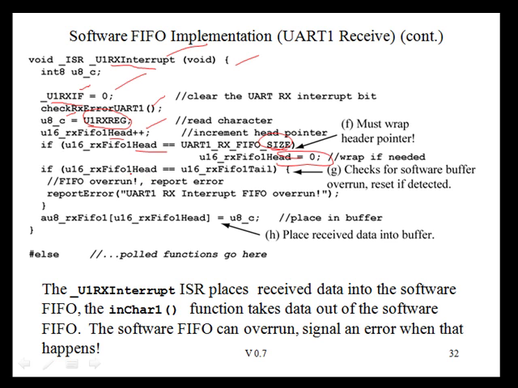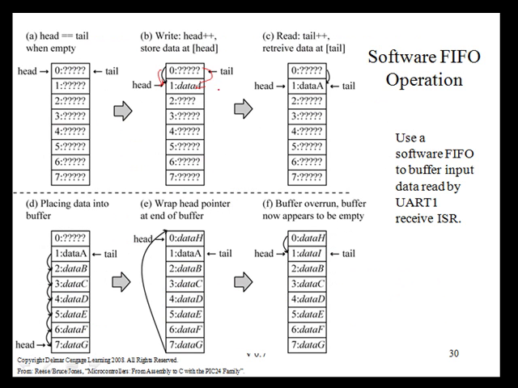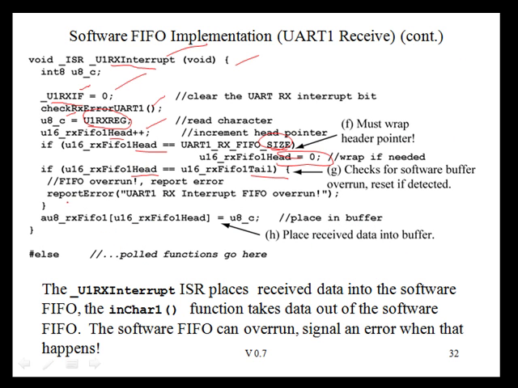At this point, we're also going to check to see if head is equal to tail. If head is equal to tail, then we have the special condition where we've overflowed the buffer. So in that case, we're going to signal an error here: UART RX interrupt FIFO overrun. If that error condition does not occur, then all we need to do is place the character that we read out of our receive register into our receive FIFO array.